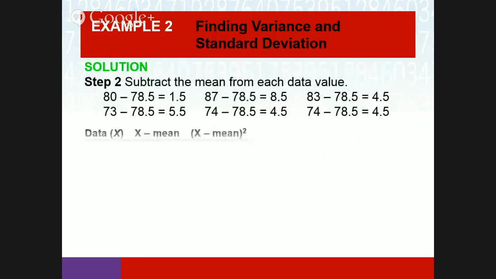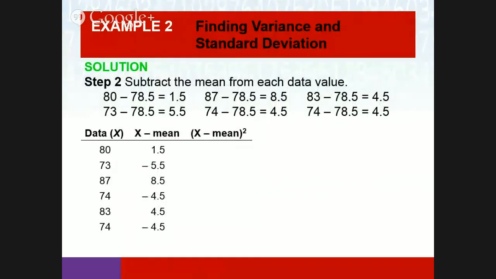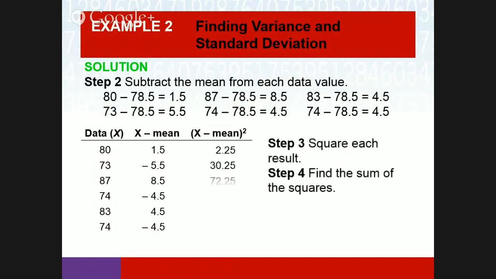I'm going to go to the next step here. They went ahead and took the data point minus the mean for the 6 data points, and they wrote it in a table. Some of them are positive, some of them are negative. It's perfectly fine, because I'm going to square them. Then I'm going to take my calculator and square every one of them: 1.5 squared, 5.5 squared, 8.5 squared, 4.5 squared, 4.5 squared, 4.5 squared.